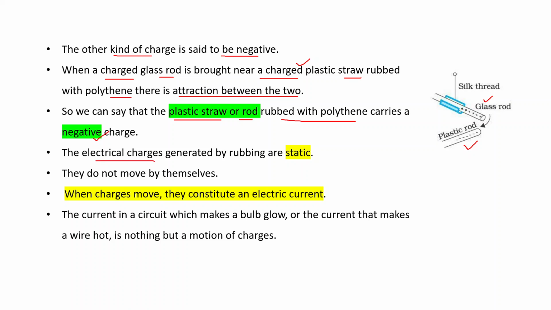The electrical charges generated by rubbing are static. Now what is the meaning of this static? Static means they do not move by themselves. When charge move, they constitute an electric current. Okay, what is electric current? This is the flow of charge, movement of charge. The current in a circuit which makes a bulb glow or the current that makes a wire hot is nothing but a motion of charges.